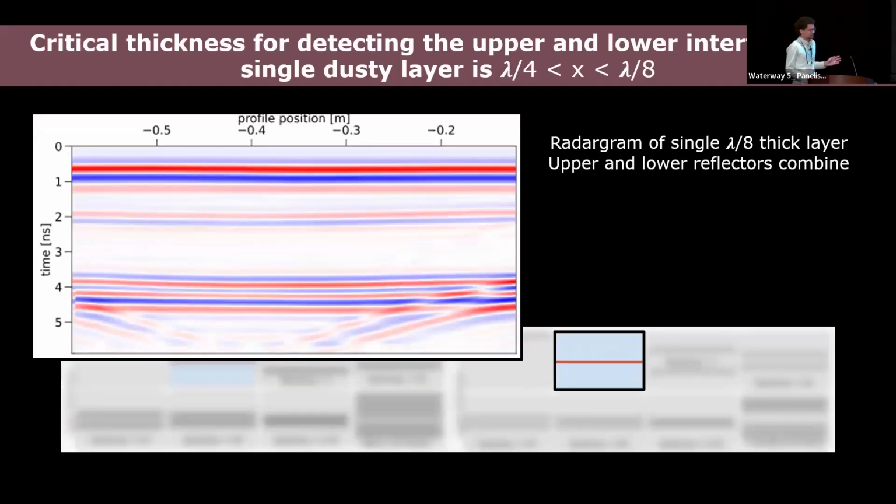But if we pull up the 1/8 thickness layer, we again see this bright air-ice interface. However, as we propagate through, we only get a single combined reflector in all of our radargrams. And again, this is the bottom. So this tells us that there is some critical thickness for detecting an upper and lower limit, and that is between 1/4 wavelength and 1/8 wavelength thicknesses.